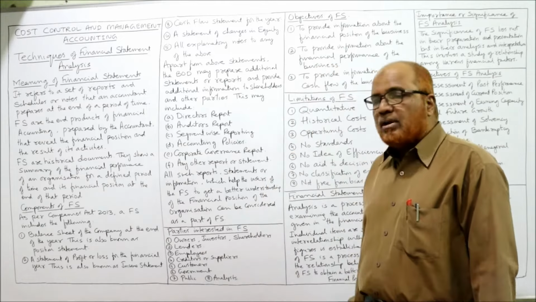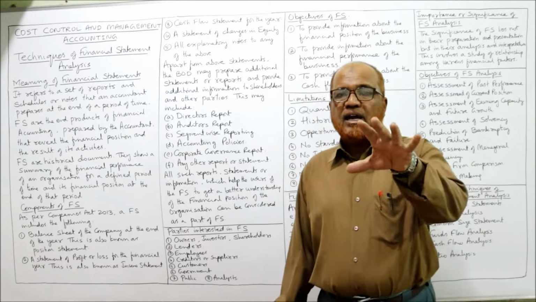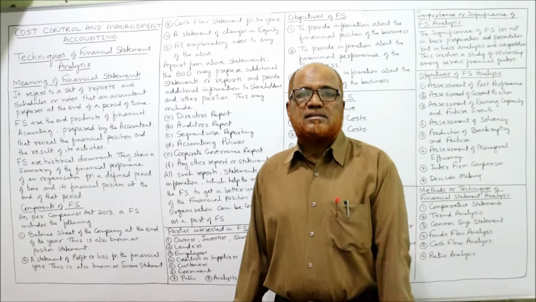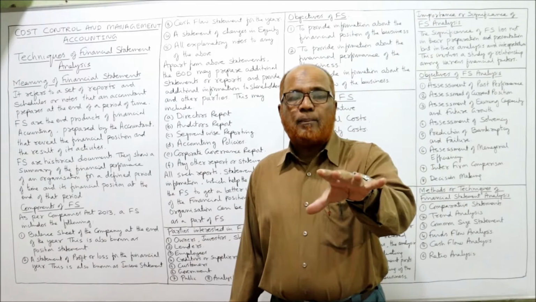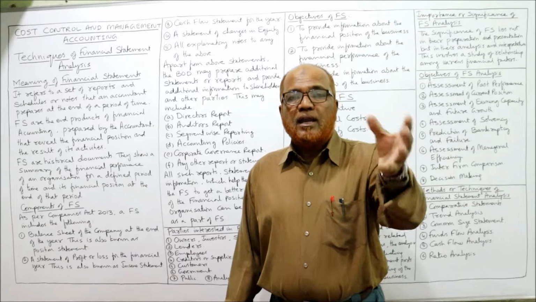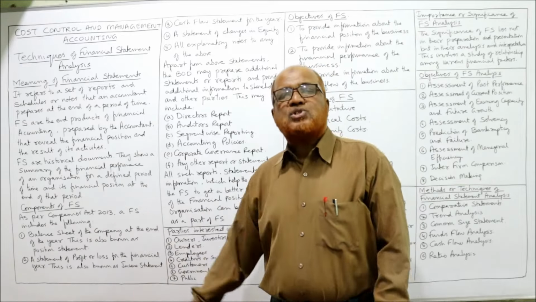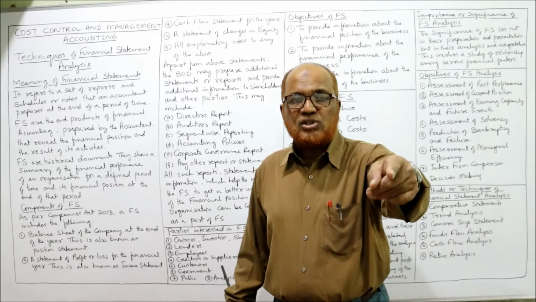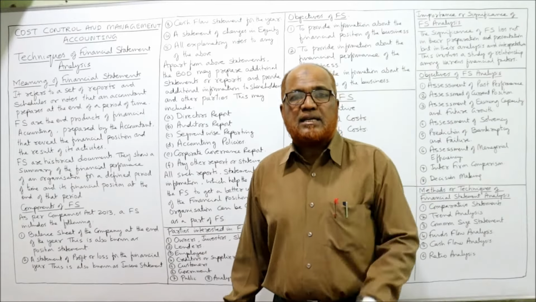Next one is government. The government also has an interest in the business because the government will collect taxes, and taxes will be applied on income. Income will be shown by financial statements. The government is interested in the financial statements of the business to collect the taxes.